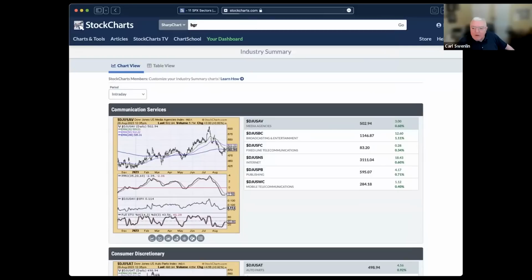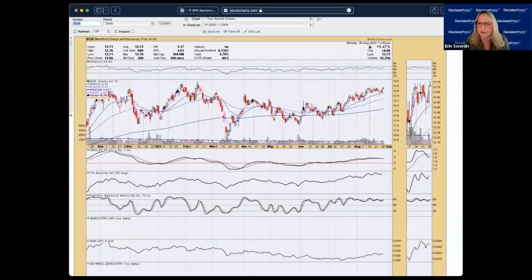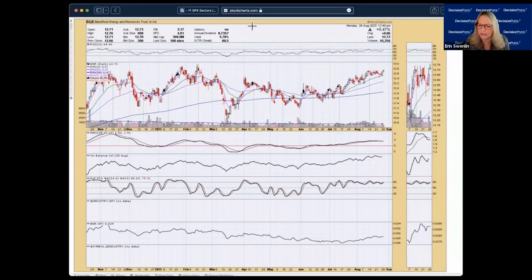Start out with BGR. Yep, that's what I see in the Q&A. All right, so this is Energy and Resources Trust, BlackRock. Hitting overhead resistance right now, and the PMO looks a little suspect. Yes, it is turned up right now in this rally, so I think we could maybe eke out a little more upside. But I would worry about this area of overhead resistance.